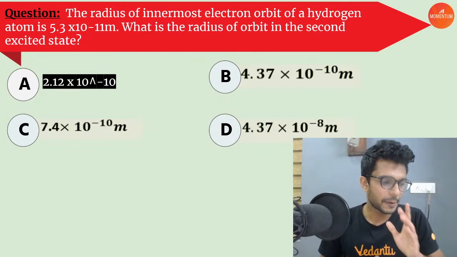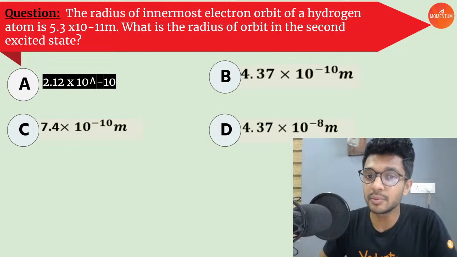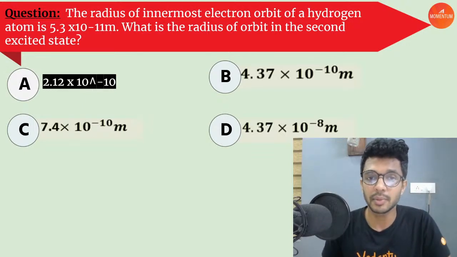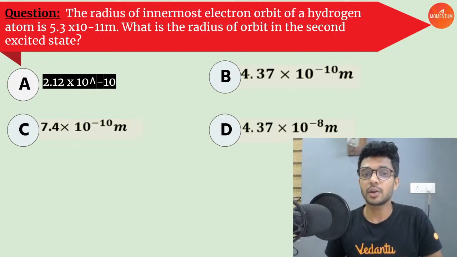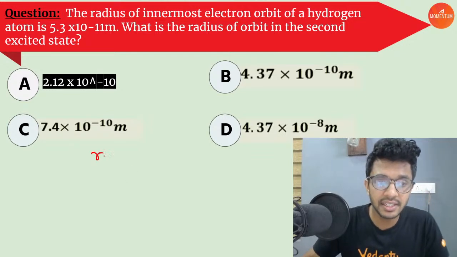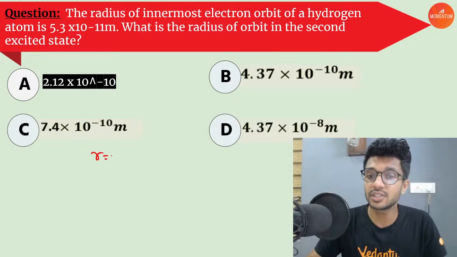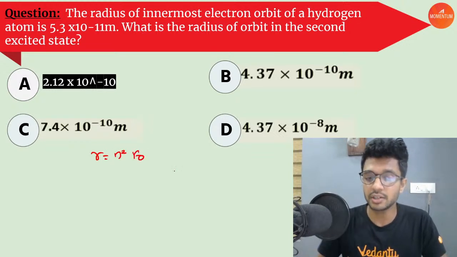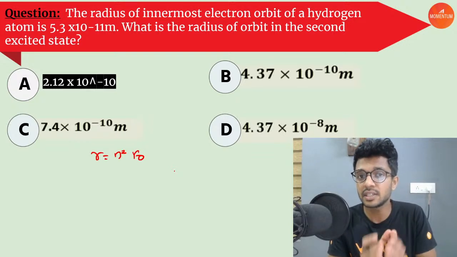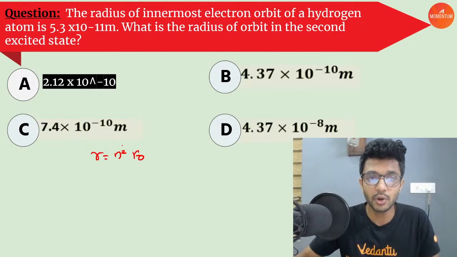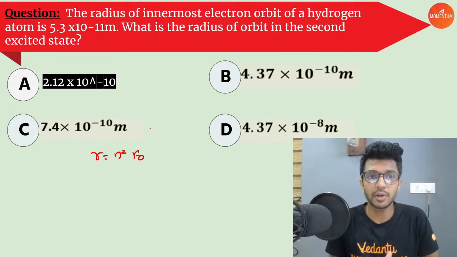Good. Now, the radius of the innermost electron orbit of a hydrogen atom is 5.3 into 10 power minus 11. What is the radius of the orbit in the second excited state? Now, who's going to tell me the formula to find out? Yes, the radius of the nth orbit of a hydrogen atom, r is equal to n square r naught, where r naught is a constant which we call the Bohr radius, with a value of almost 5.3 into 10 power minus 11.